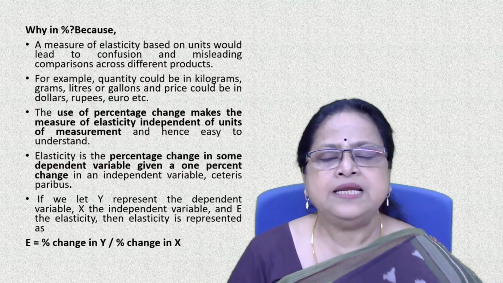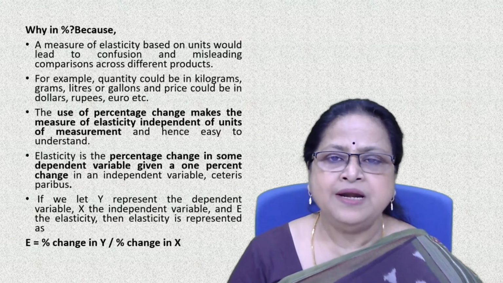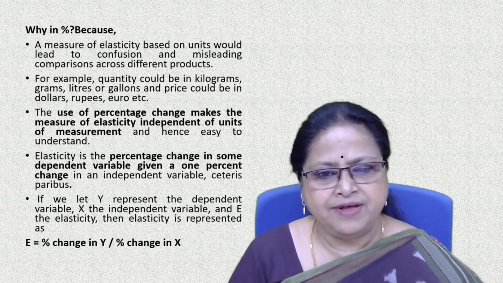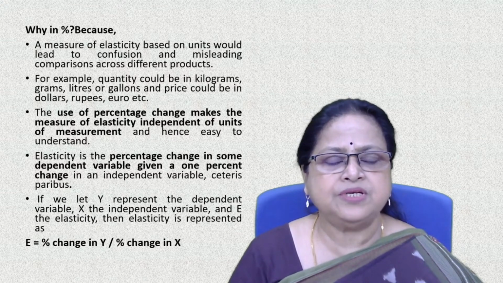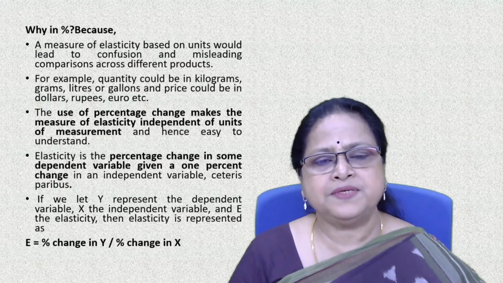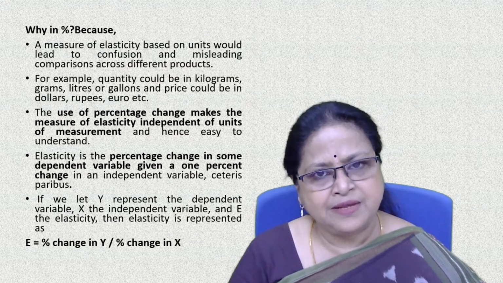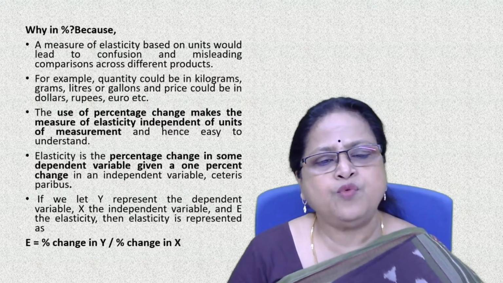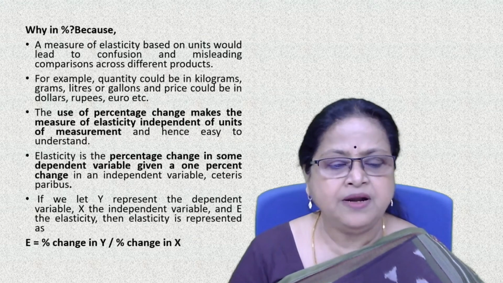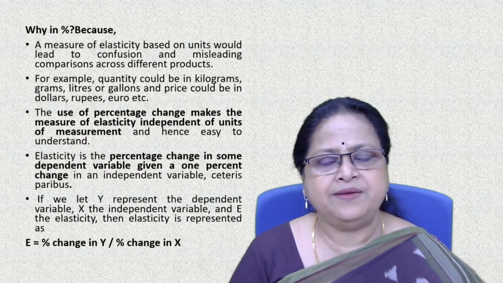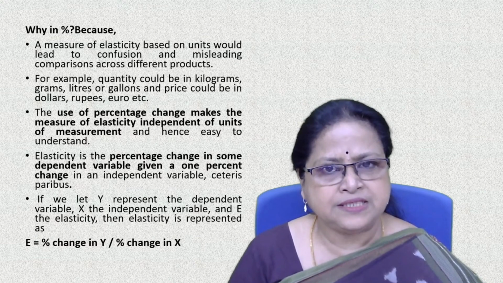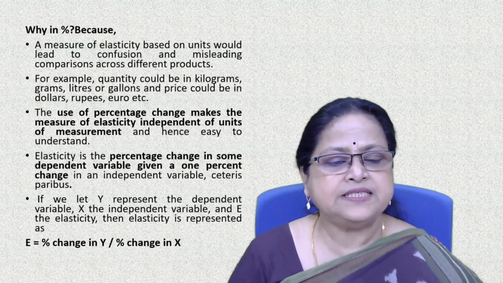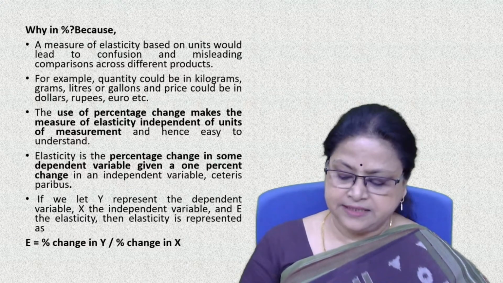Elasticity is the percentage change in some dependent variable given a 1% change in an independent variable, ceteris paribus, that is, other things remaining constant. Elasticity is the percentage change in some dependent variable due to a 1% change in the independent variable. Suppose y represents the dependent variable and x represents the independent variable. Then capital E stands for elasticity. So capital E is equal to the ratio of percentage change in y and percentage change in x.